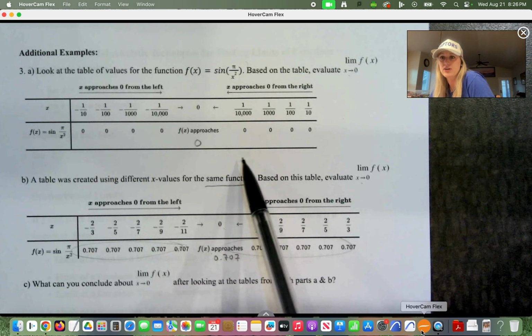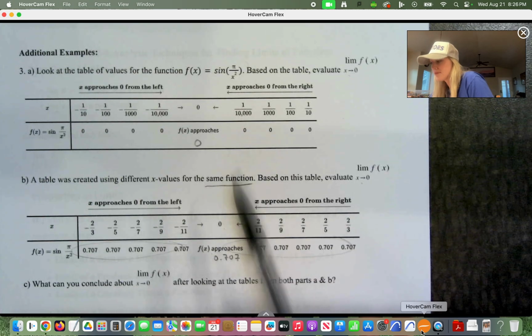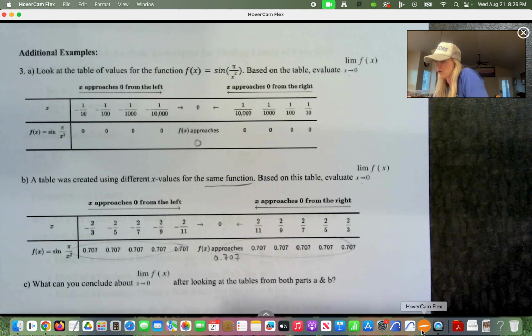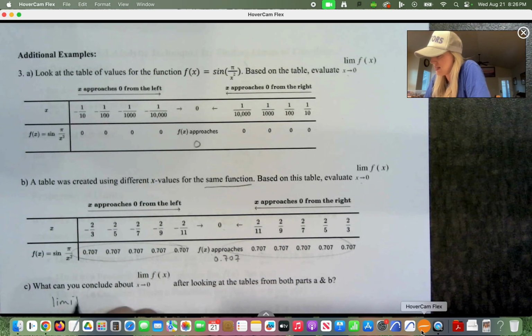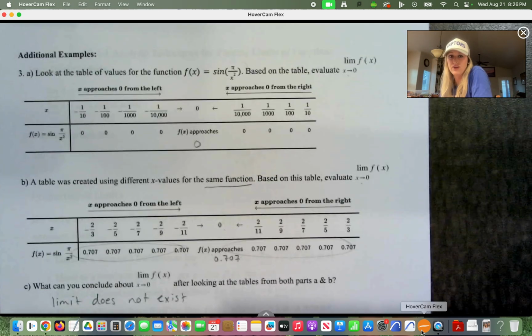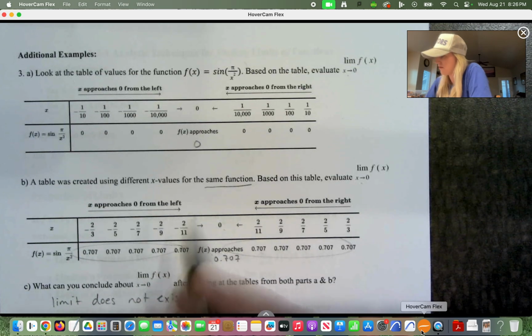So something I would encourage you guys to do is to graph it every time, because then you can see. So basically, what does this tell you after looking at the tables is I would say the limit does not exist probably because we got two different values as we looked at x's approaching 0.